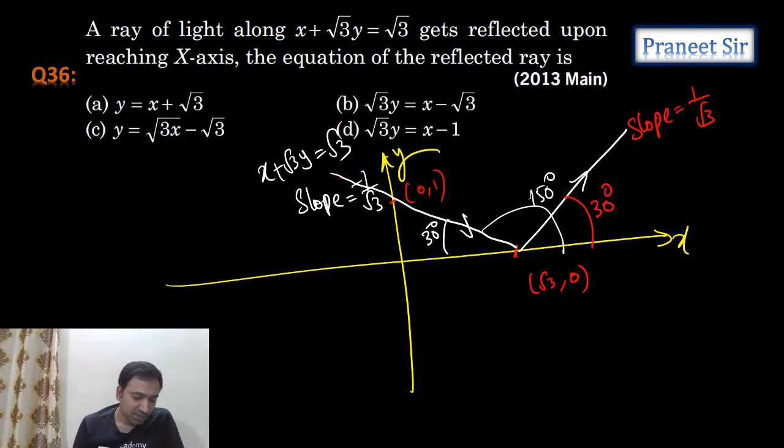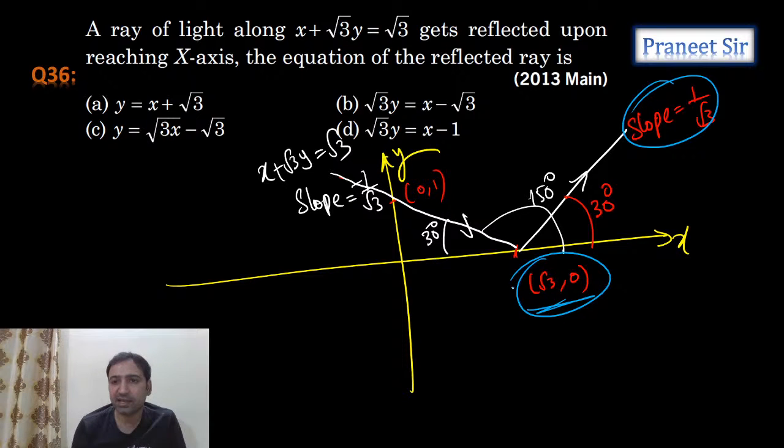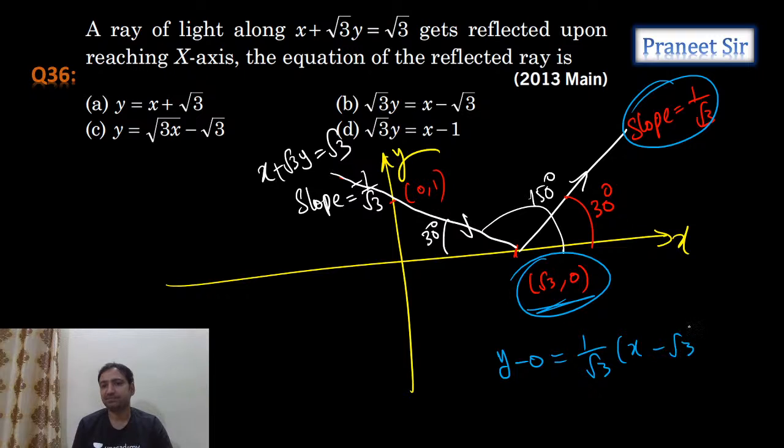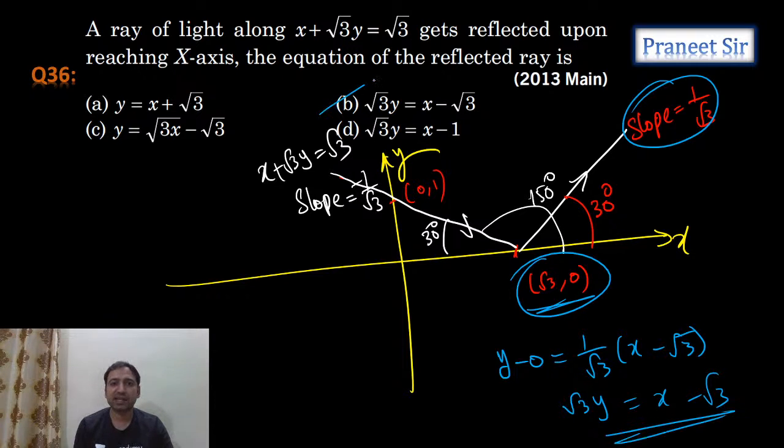Correct? So the slope is 1 by root 3 and it passes through this particular point, so we have the slope and the point. Can I calculate the required line equation? y minus y1 equals slope into x minus x1. Now cross multiply it, you will get the answer: root 3y equals x minus root 3, which is the second option. So the second option is the answer.